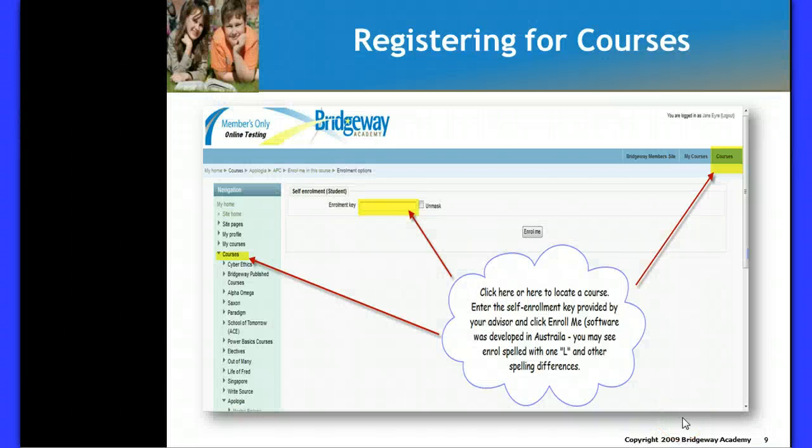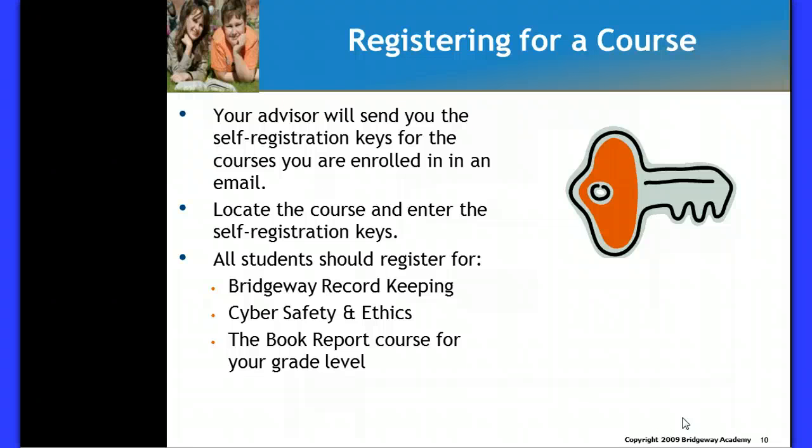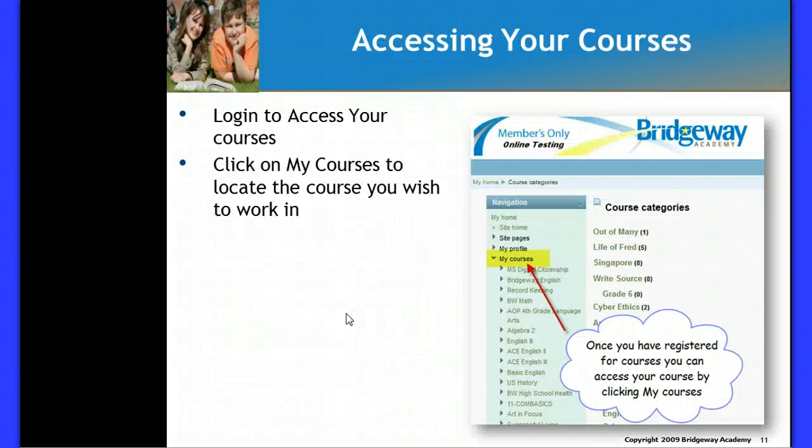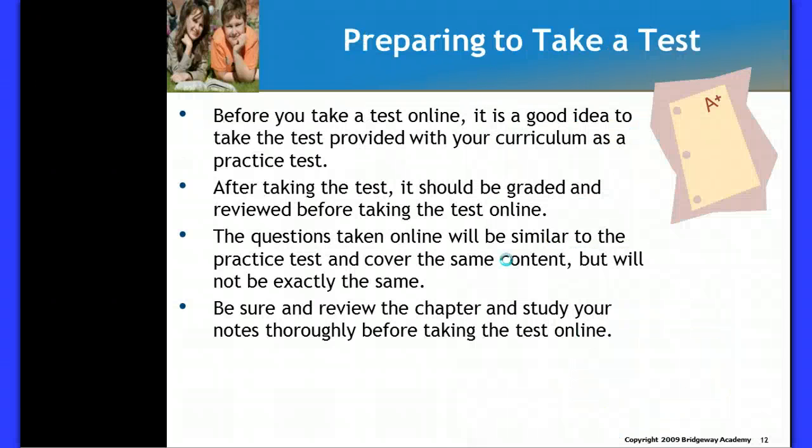Okay, I'm back over here at my PowerPoint to talk about registering for courses. We talked about the key that you'll need to get from your advisor. Every student should register for the book report course, as you just saw me do, in addition to the Bridgeway record keeping course and a cyber safety and ethics course, and you'll hear more from your advisor about this course eventually. To log into your course, you're just going to click on My Courses and locate the course that you want to work in.